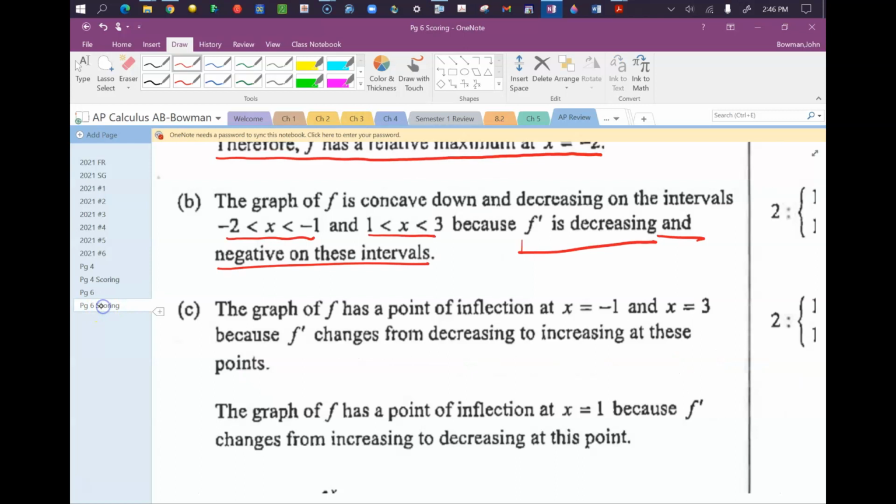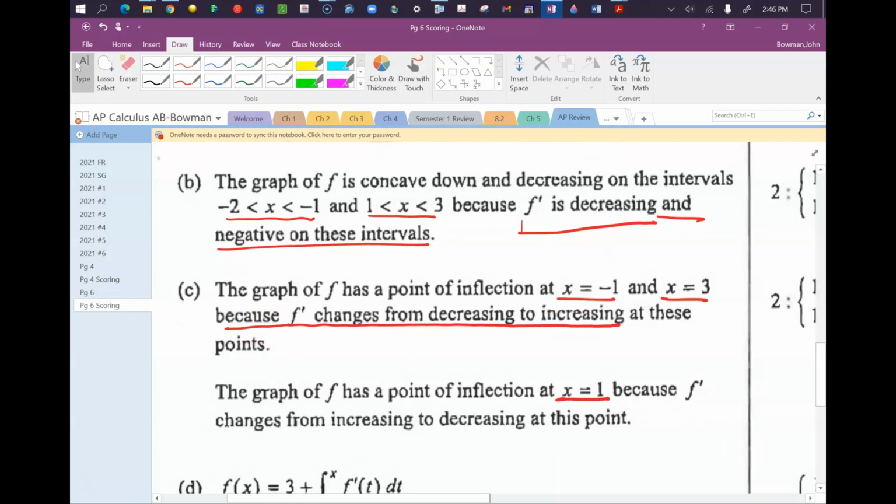So if we take a look at the scoring on that, it has inflection points at x equal -1 and x equal 3. Also at x equal 1. Why did they separate them here? Because at x equal -1 and +3, f prime changes from decreasing to increasing. At x equal 1, because f prime changes from increasing to decreasing.